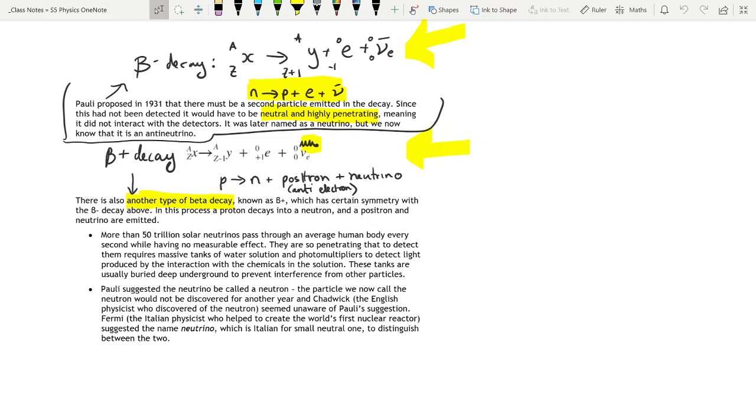And originally, Pauli suggested the neutrino is called a neutron because he didn't know about neutrons. But yeah, so that's basically getting rid of what was there originally. It shouldn't be a line on here. It's just a mistake in the notes. Okay.